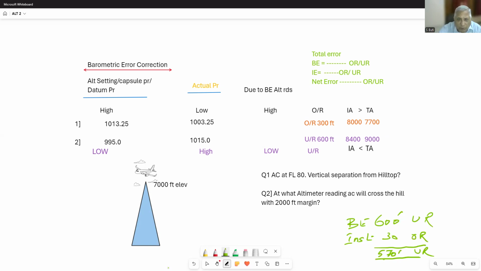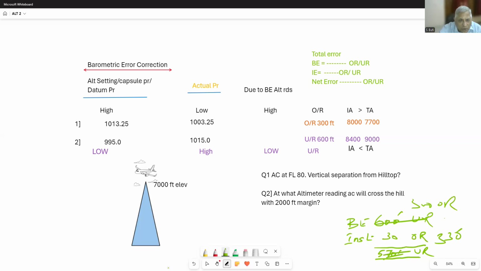Here we were doing this particular case. This was under reading, this was over reading. In the first case, if this was a similar case, the altimeter was over reading by 300 feet due to barometric error. Okay, 300 feet over reading plus 30 over reading, then total over reading becomes 330 feet. Then apply the value of 330 here. Over reading by 330 feet, indicated is 8000, minus 330 will be your true altitude.